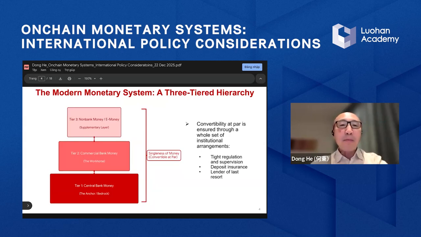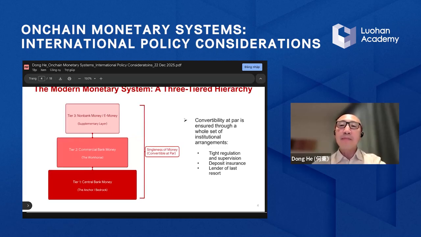Now, there's a supplemental layer that's really non-bank money. That's issued by non-banks, and today we already have that. For example, Luohan Academy is part of the Alibaba Group, and in Alibaba Group, there's Alipay. That's one of the largest e-money systems in the world. And this e-money, or non-bank money, is really issued by non-banks.